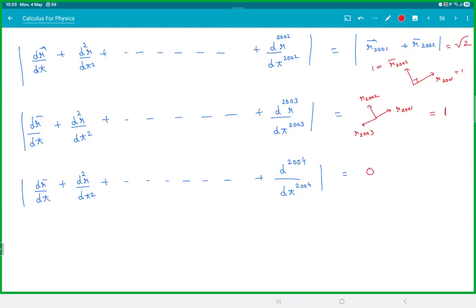So you can get only answers 0, 1, √2. That's it. You can put 1 million vectors and it still doesn't matter. All multiples of 4 will cancel out. Is this making sense, everyone?